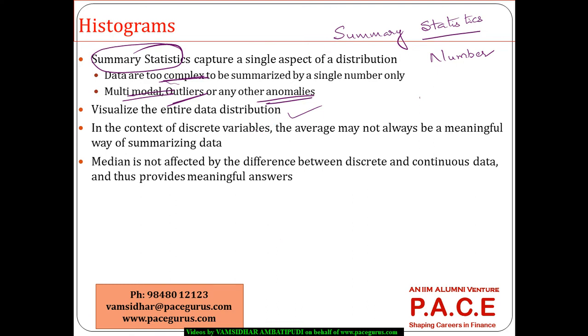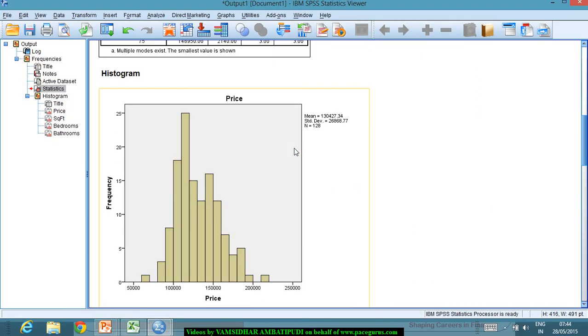A few things I have already discussed in the context of discrete variables: the average may not be a meaningful measure at all. In that case, even a median is still fine, but in some cases even the median will have some kind of problem. But the median, at least, is not impacted by discrete versus continuous data, and to a large extent it can provide meaningful answers for us, whereas the mean has all chances of providing a value which cannot really help us make a proper interpretation out of it. But the histogram is more targeted towards that.